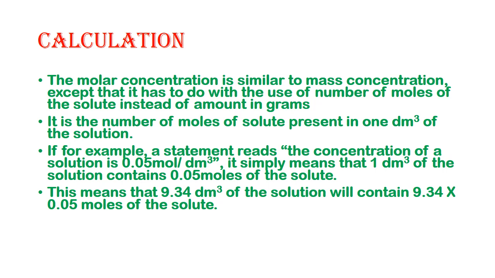If you collect 1 dm cube of the solution, what will be the number of moles of that solute that will be present in that 1 dm cube? If, for example, a statement reads the concentration of a solution is 0.05 mole per dm cube, it simply means that 1 dm cube of the solution contains 0.05 moles of the solute. This means that 9.34 dm cube of the solution will contain, of course, if 1 dm cube contains 0.05 moles, definitely 9.34 times 0.05 moles of the solute. Do you get it?